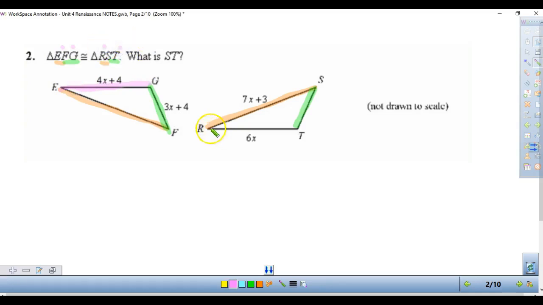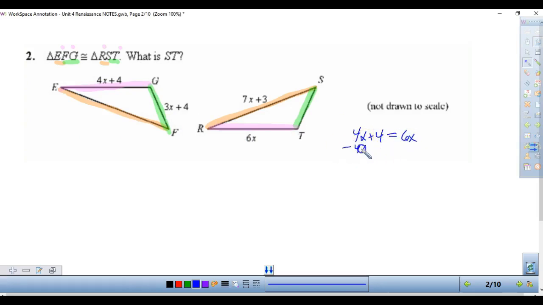RT would be this one that's left. Alright, so if I look at stuff that would match, I see that on mine, the only pair I have where I don't have a blank are my pink ones. So this should look kind of familiar from the last one. I'm going to have to make this equation again. 4x plus 4 equals 6x.